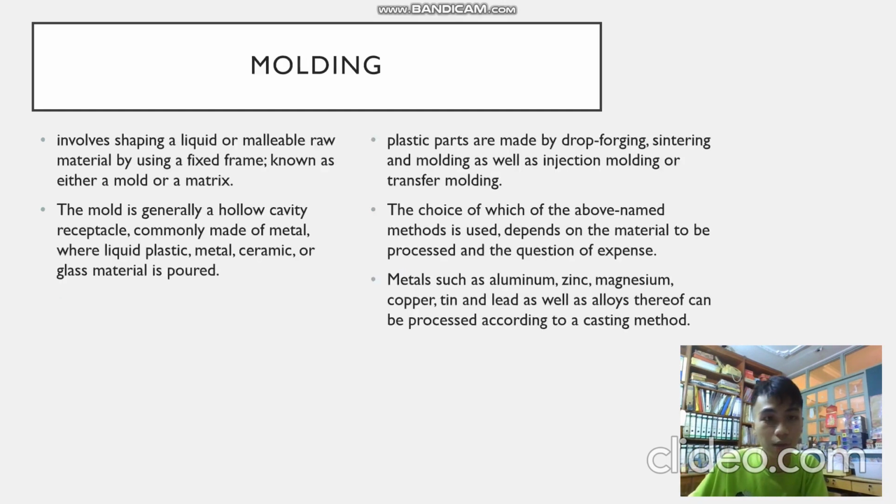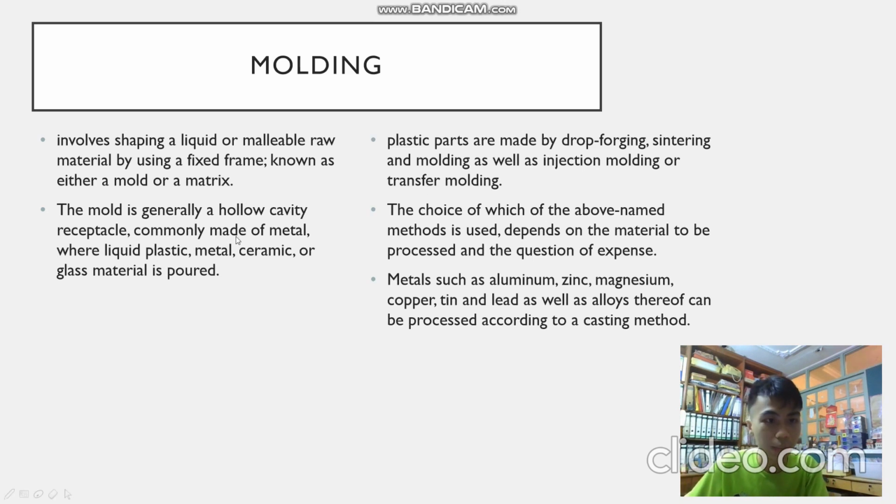Now let's come to molding. Molding involves the shaping of a liquid or a malleable raw material by using a fixed frame, which is known as a mold or matrix. The mold is generally a hollow cavity receptacle, commonly made of metal, where liquid plastic, metal, ceramic or glass material is poured.